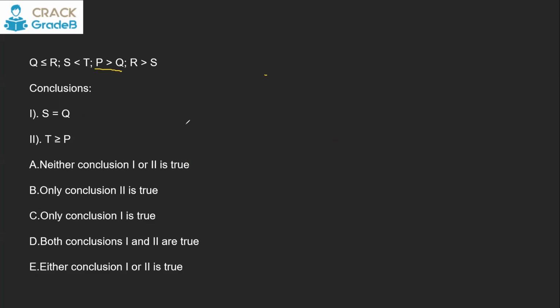P is greater than Q. Q is less than or equal to R. R is greater than S and S is less than T. Now they are asking about S and Q. S is equal to Q is not possible. T is greater than or equal to P. Again, there is a contradiction between T and P, like this or this. So this conclusion also does not follow. So we mark that neither conclusion is true.